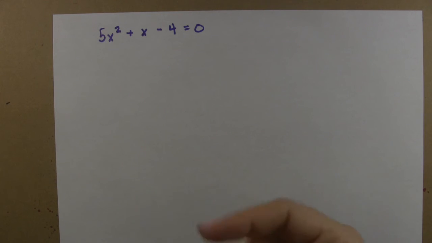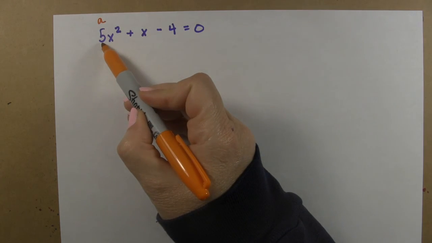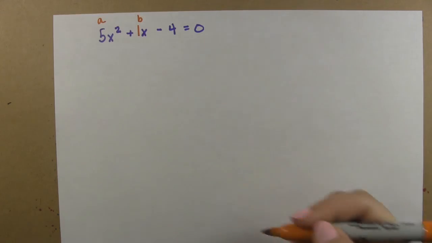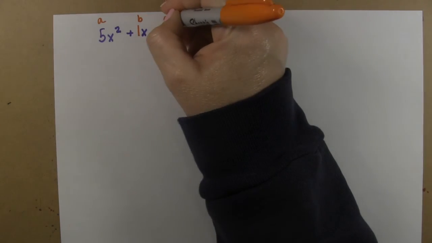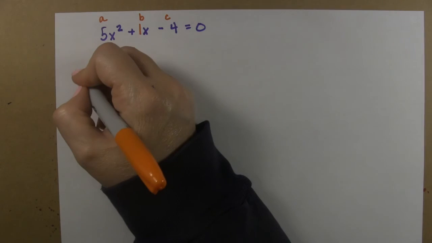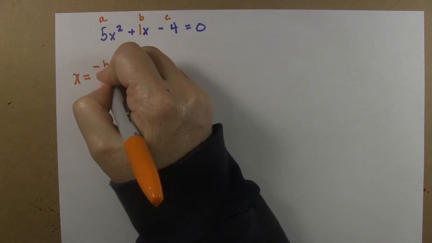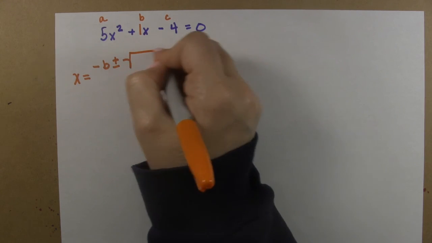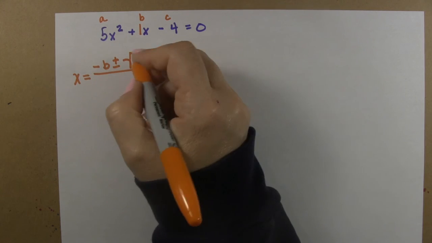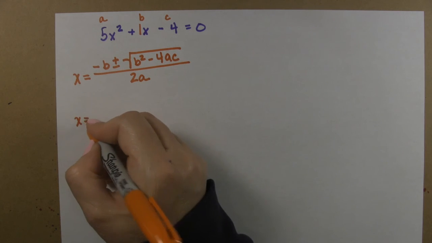I know, you're wondering, when do you get to the nice part? Well, it's coming. So here's my a, that's my first coefficient. My b is my invisible 1 there. And my c is the negative 4. All right, so I'm going to write out the equation for you again. X equals negative b plus or minus the square root of b squared minus 4ac all over 2a. So let's fill in the numbers that we know.